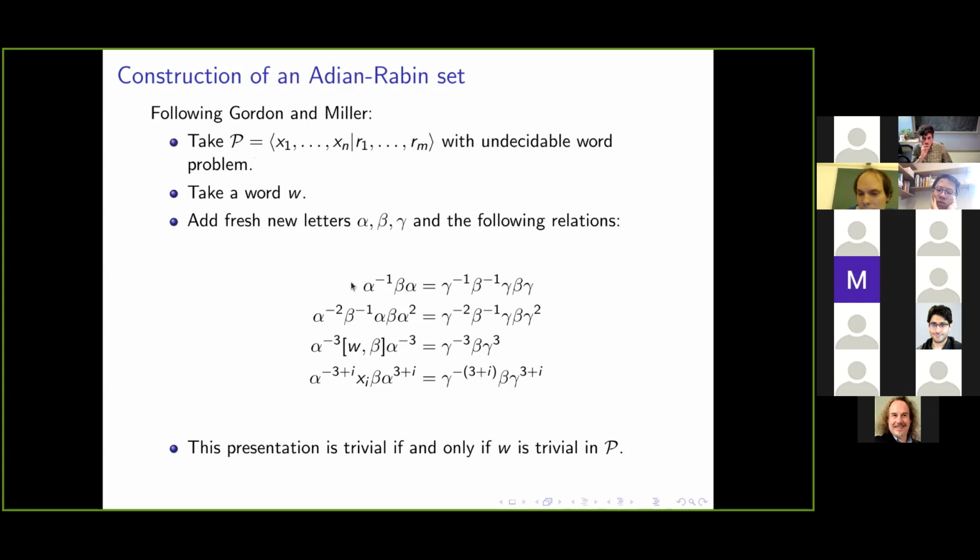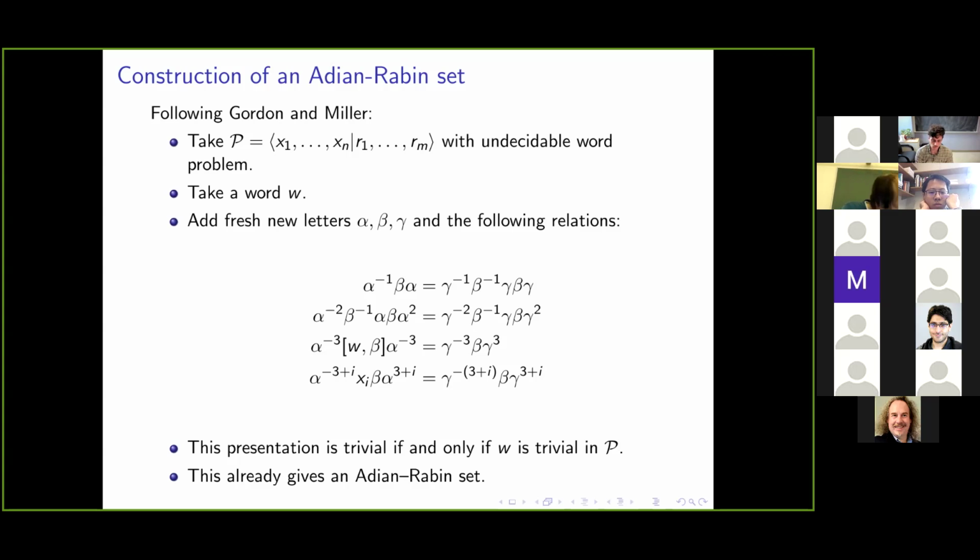And it's maybe worth checking that one implication is really easy. If the word is trivial, then this disappears, and this beta is equal to 1. And once beta is equal to 1, one can start plugging it in everywhere else. One realizes that alpha and gamma are 1, and then every generator is 1. So this part is actually not very hard to prove, and this already gives the Adian-Rabin theorem.